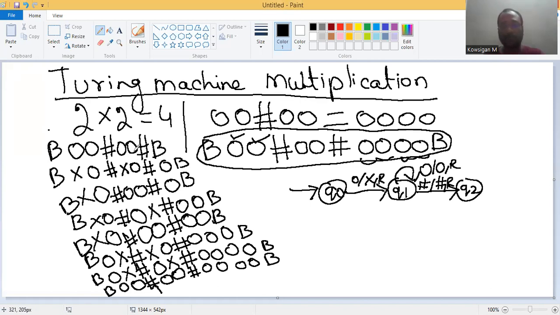So 0 will be mentioned as 0, move to the right hand side. Hash will be mentioned as hash, and you move to the right hand side. Now this first 0 will be replaced as x, and we have to move to the right hand side. So here one state will be there, that is Q3.